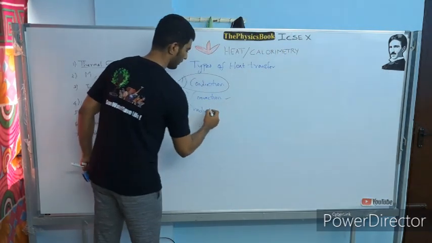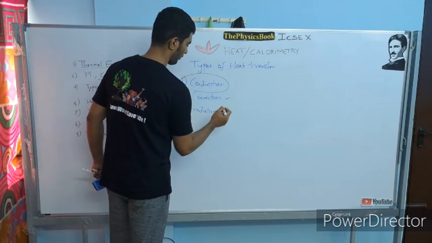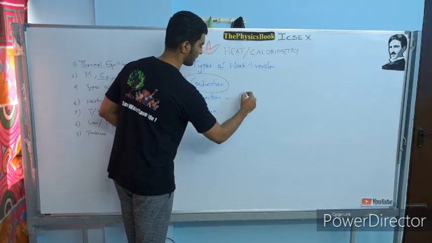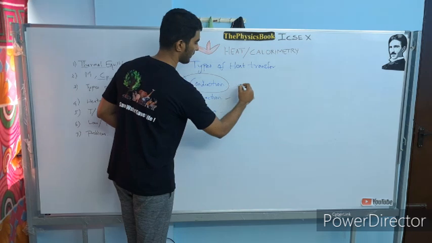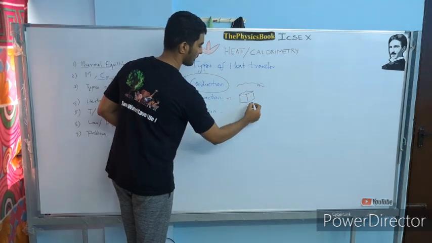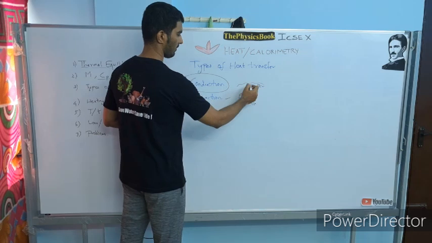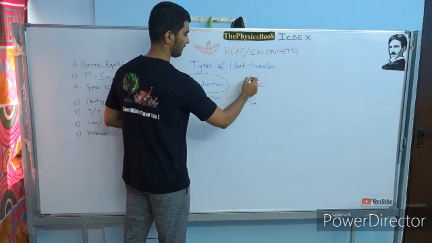These molecules will be interacting with nearby molecules by transferring the heat energy. And convection, on the other hand, I'll come to radiation next. Convection is nothing but, say for example, you have an ice and it is surrounded by air. So this air will not be stagnant. What it will be doing is just moving.